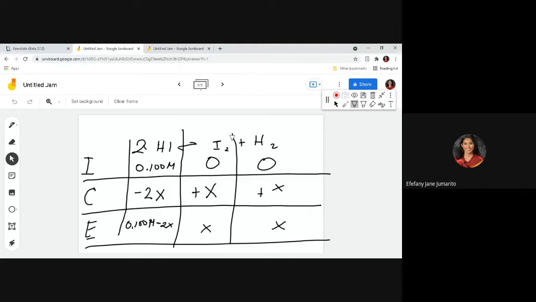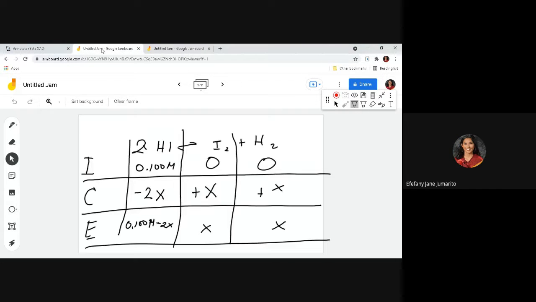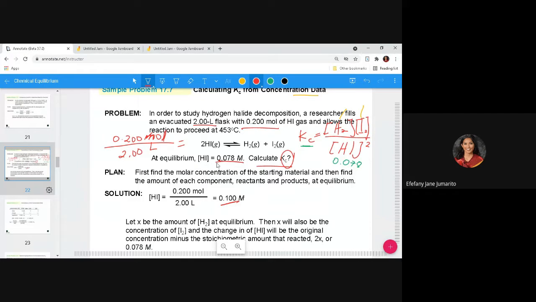What about H2? X, ma'am. What about HI? 0.100 minus 2x. Okay, this one. Di ba class, this is at equilibrium. At equilibrium, HI is equal to 0.100 molar minus 2x. Now, we are also given that at equilibrium, HI is equal to 0.078.